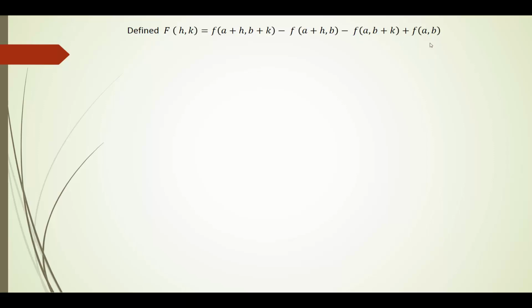For the proof of this theorem, remember this one step. Define the function F(h, k) equal to f(a+h, b+k) minus f(a+h, b) minus f(a, b+k) plus f(a, b). Now combine the first two terms in one bracket, the next two terms in another bracket: in one bracket f(a+h, b+k) minus f(a+h, b). From the next two terms, taking the minus sign common, minus inside the bracket f(a, b+k) minus f(a, b). Now define one more function in terms of one variable.